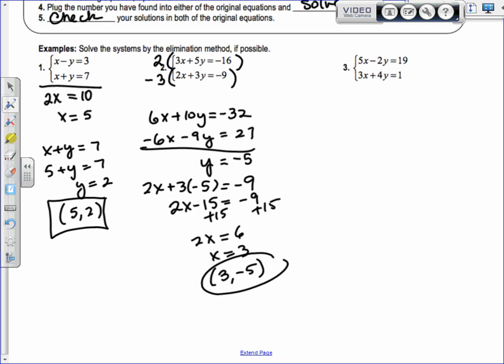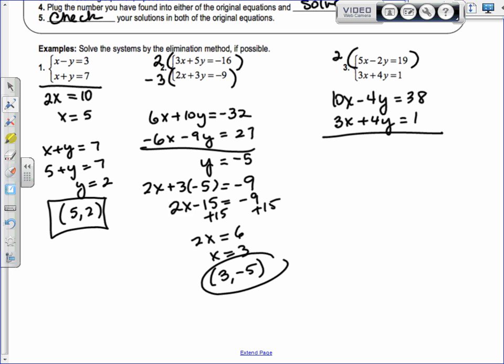All right, so let's do the next one. So this one you don't have to do both equations. You could multiply by 3 and negative 5 to get rid of the x's, but what's easier in this case? Yeah, if you only have to do one multiplication step, I would do it that way. So you could get rid of the y's. All you need to do is multiply the top one by 2. So you're going to get 10x minus 4y equals 38. And on the bottom, you still have the 3x plus 4y equals 1.